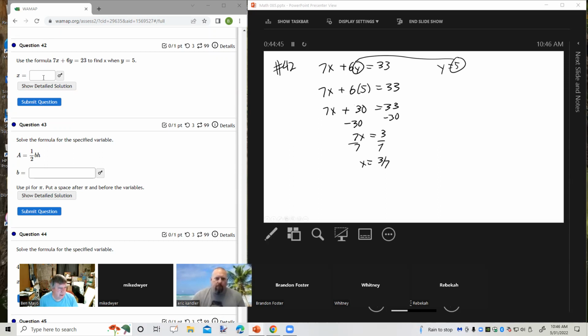So let's see what happens when we put 3/7 in there. This is not a decimal or an integer value. Oh, can anybody tell me what mistake I made? Eric, tell me what I made. I just now saw it. Yeah, the 33 should be 23. Yep.